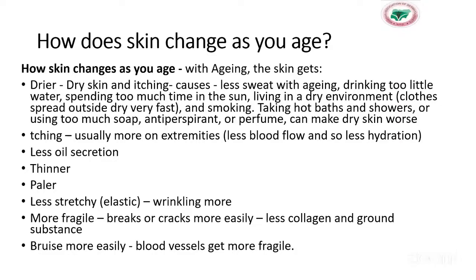How does the skin change as you age? In all that I've been saying, I've mentioned some changes that occur and what causes them. We have drier skin, and itching as a result of less blood flow and less hydration. We have less oil secretion, the glands shrink, and we have thinner skin. The skin becomes paler, as I said, because melanin reduces. The skin becomes less stretchy because elastic fibers break down. The skin becomes more fragile because there's less collagen and ground substance. The skin bruises more easily because the blood vessels become more fragile and there's reduced blood supply with aging.